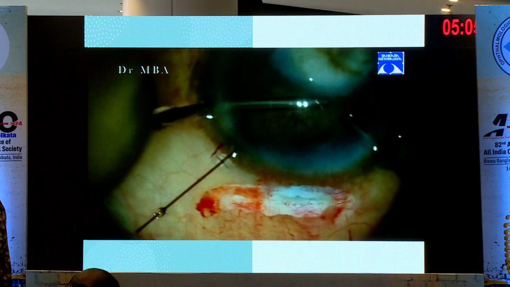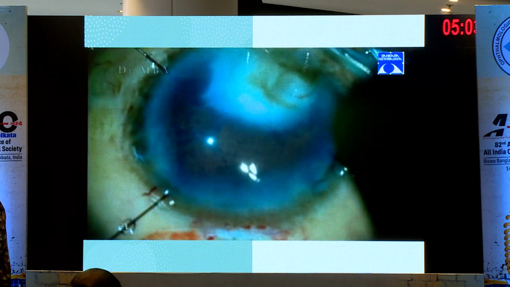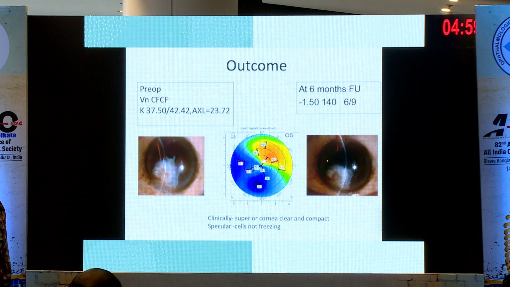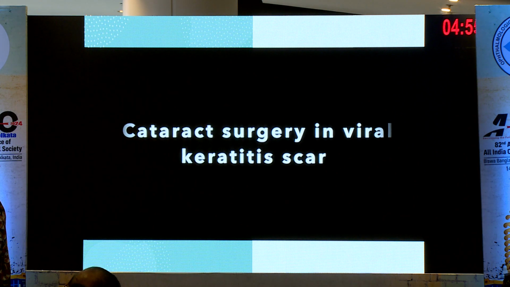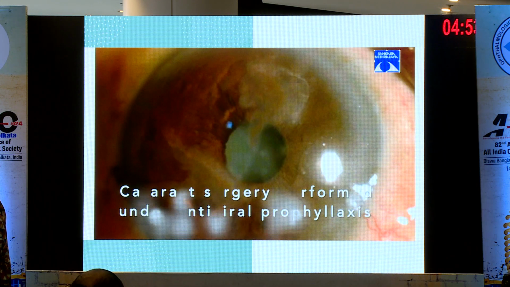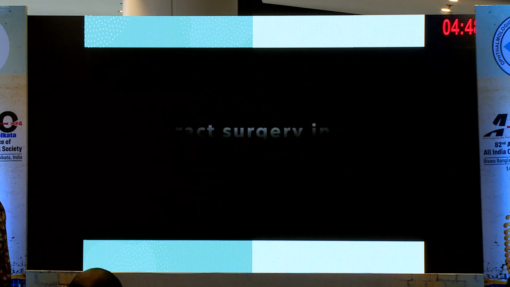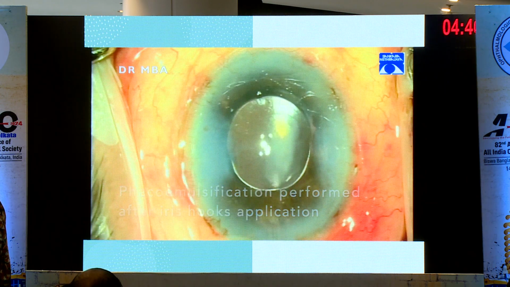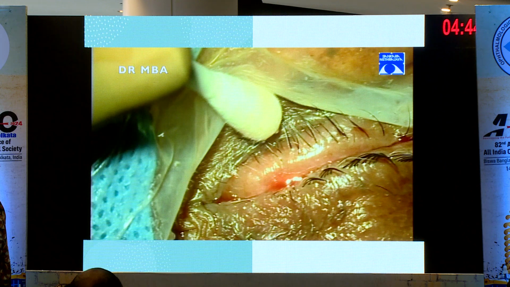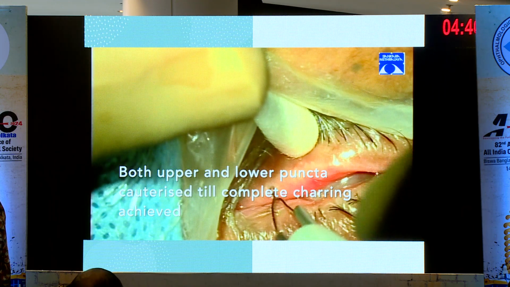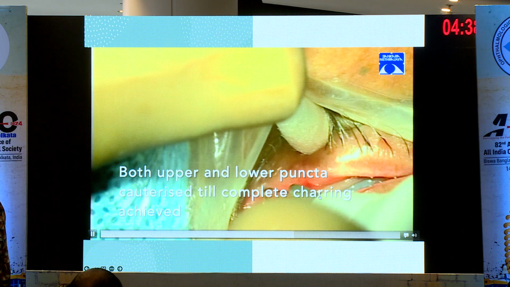Here bimanual probes used for cortical aspiration. The rhexis margin checked for continuity, and then a 3-piece lens and a watertight closure. Here we achieve an outcome of 6/9 with minus 1.5 cylinder. This is a cataract surgery in post-viral scar under antiviral prophylaxis, in a central scar with a severe aqueous deficiency dry eye, where punctal cautery was performed after cataract surgery. Both the upper and lower puncta were cauterized till complete charring was achieved.